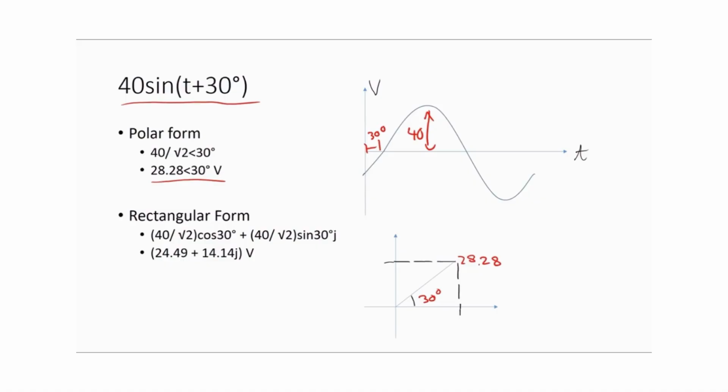Then, we can go back into our rectangular form, and we have 40 over √2 cos 30, plus 40 over √2 sine 30 j, which then is going to equal 24.49 plus 14.14j volts. We can then again put it back on our graph, as points 24.49 and 14.14. This can then be checked with the calculator, to make sure it's all good.